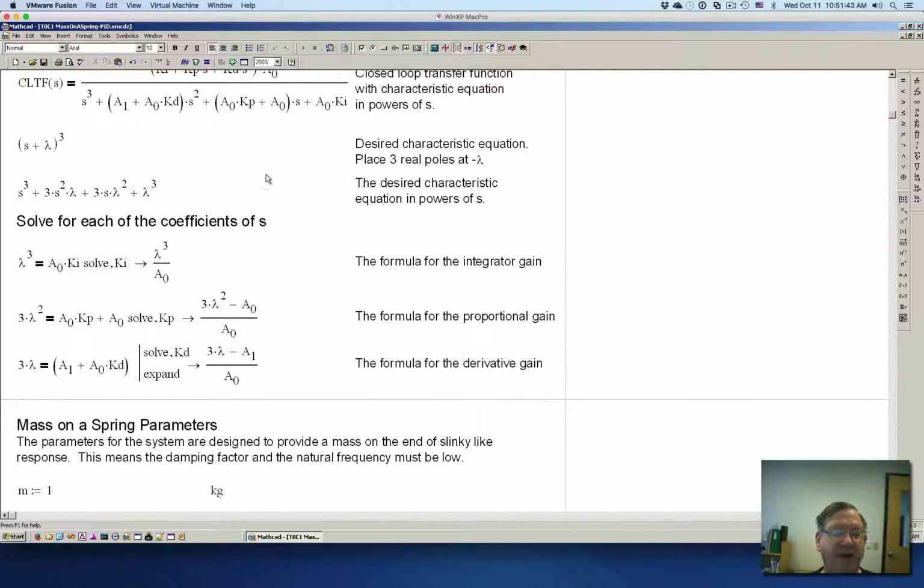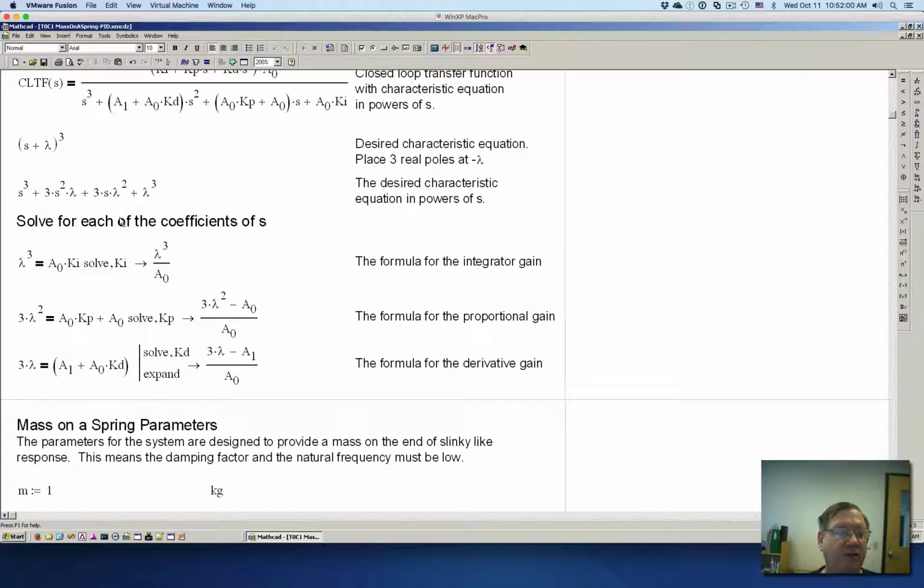To do that, it's fairly simple. I've shown this in other videos. What you have to do is match each of the coefficients of s. In other words, lambda cubed here is going to be equal to A0 times Ki here. And I can solve for Ki, and this is the symbolic formula for the integrator gain.